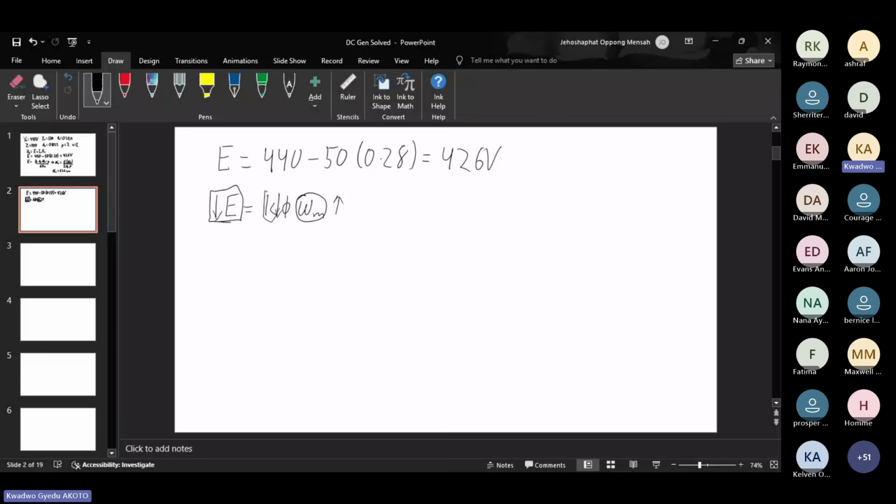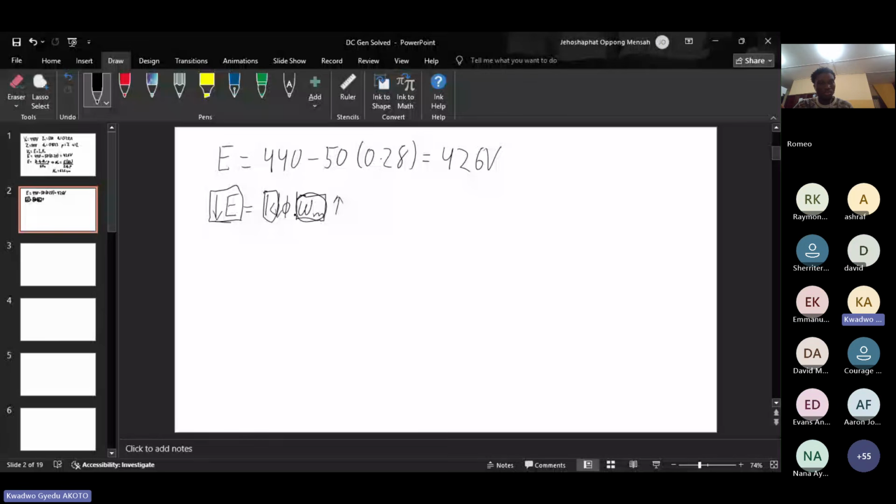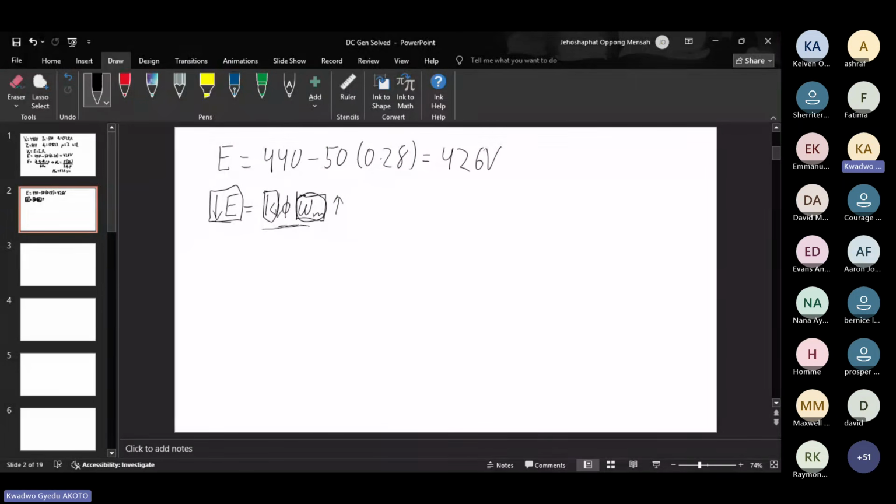So what does that mean? That means that if all other factors here are constant, then the reduction in E is going to depend solely here. So our new E is going to be equal to 95% of our old E, right? Which is going to give us 404.